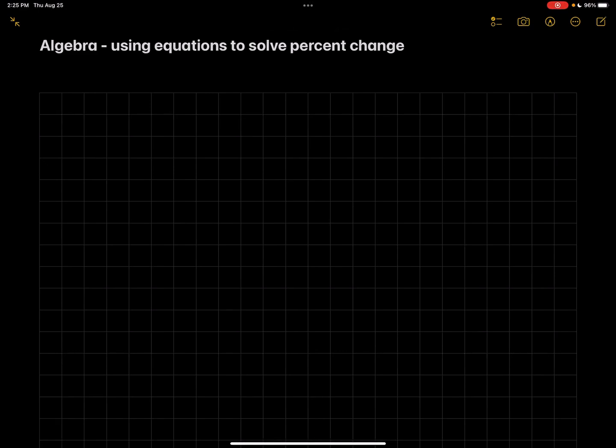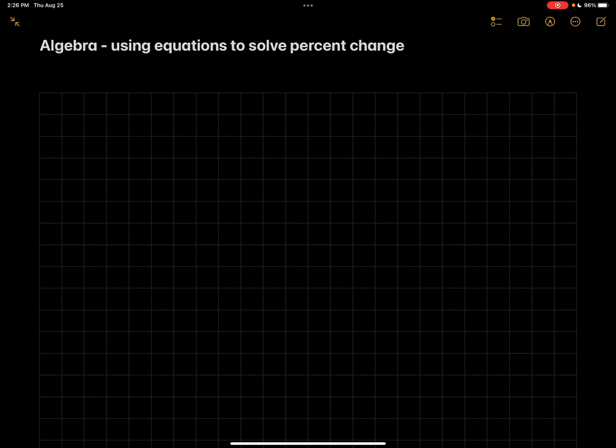Howdy, and welcome to this lecture about how to use algebra to solve percent change. Okay, so one thing to note about algebra is remember that it's simply a manipulation of an equation of variables. Very often, what algebra will use is an equation with just one variable.